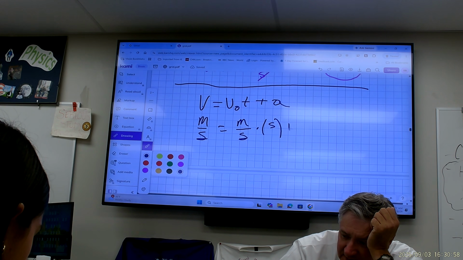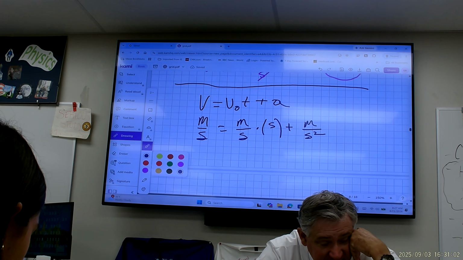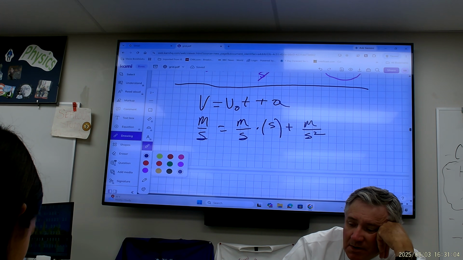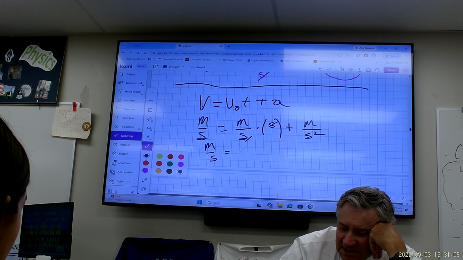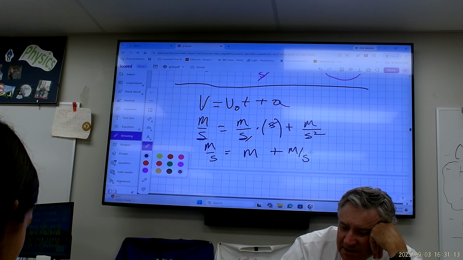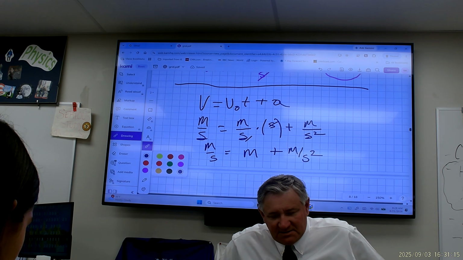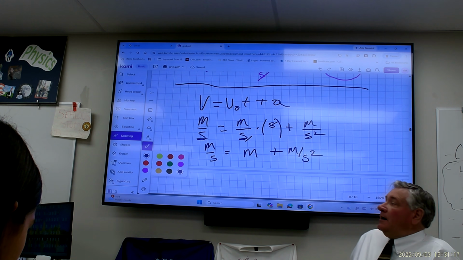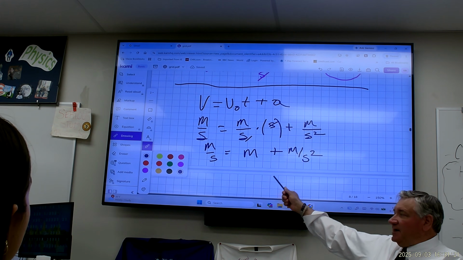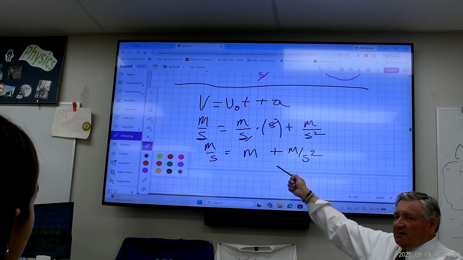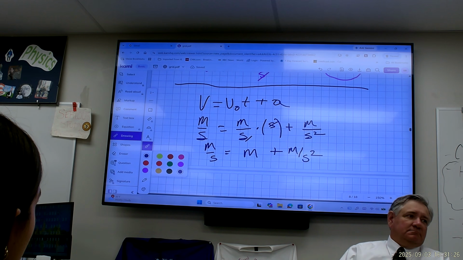times seconds plus an acceleration in meters over second squared. So I've got meters per second. When I multiply this together, the seconds cancel out, and I get meters. So here's the question, my esteemed fellow students. Can I take a distance and add that to an acceleration and get a velocity?